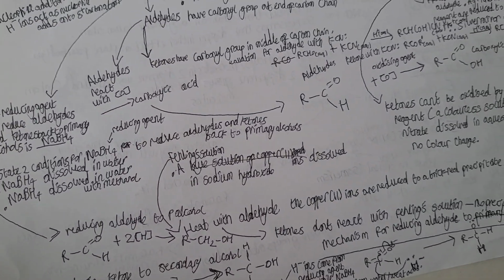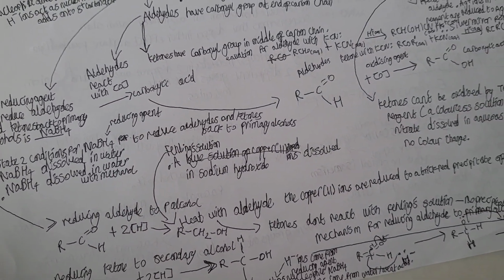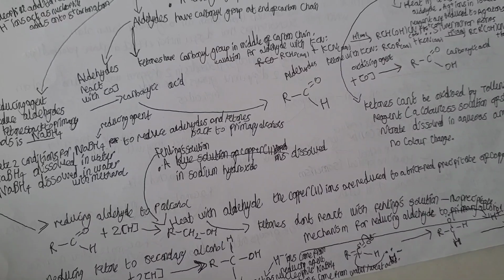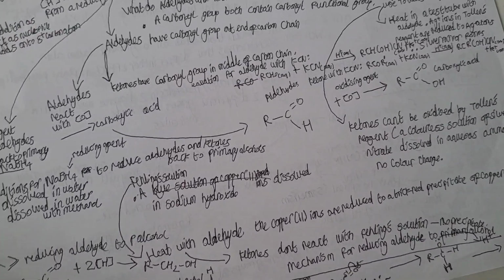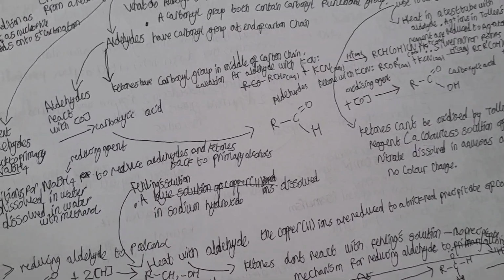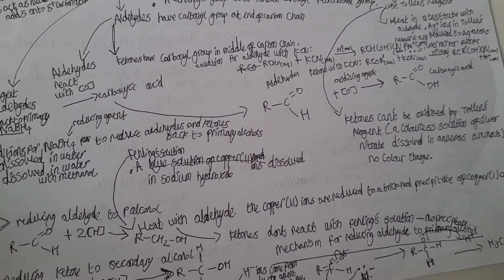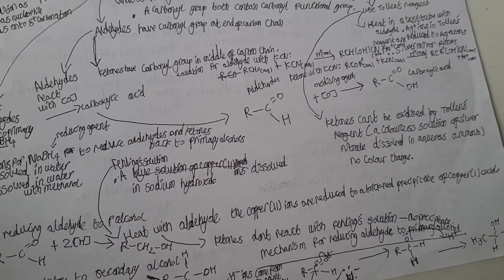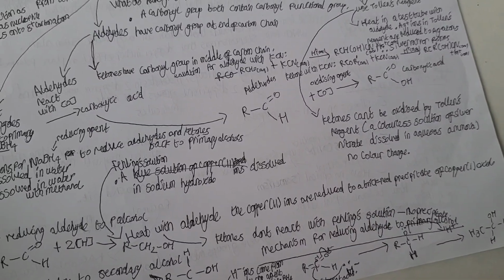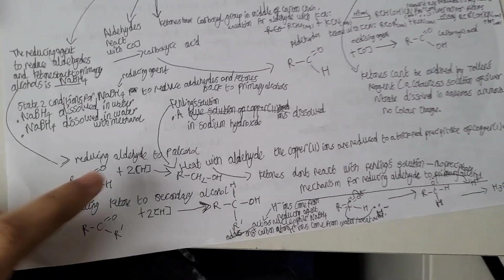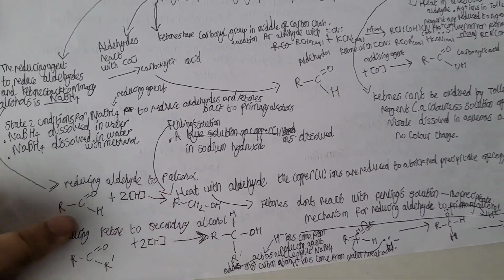Fehling's solution is a blue solution of copper 2 ions dissolved in sodium hydroxide. We want to heat this with an aldehyde, and the copper 2 ions are reduced to a brick red precipitate of copper 1 oxide.